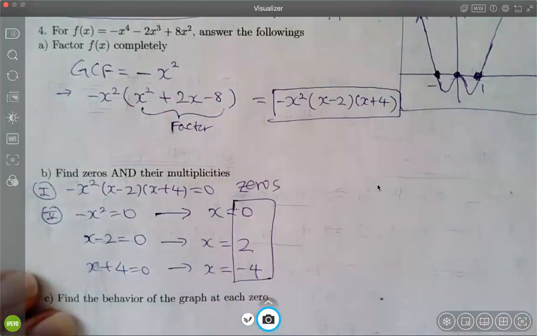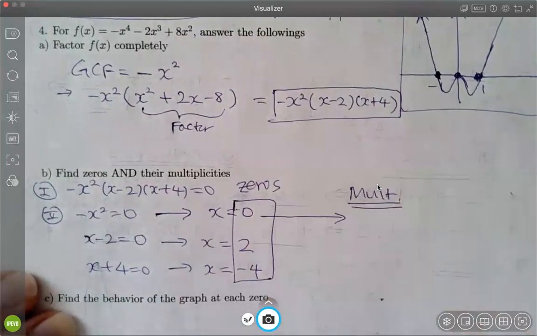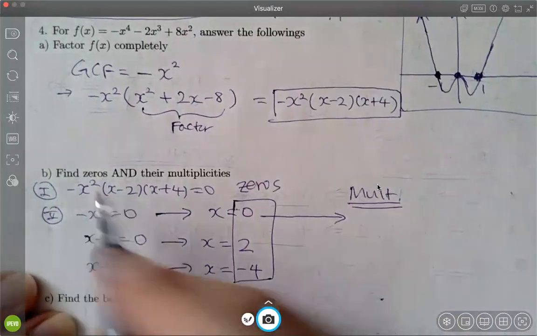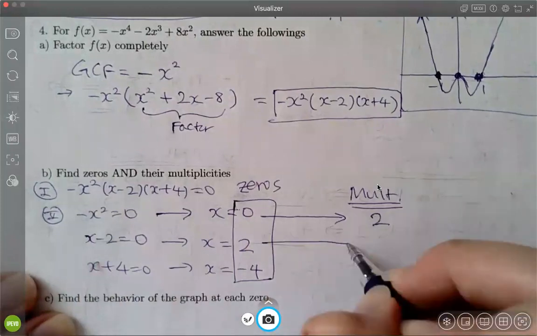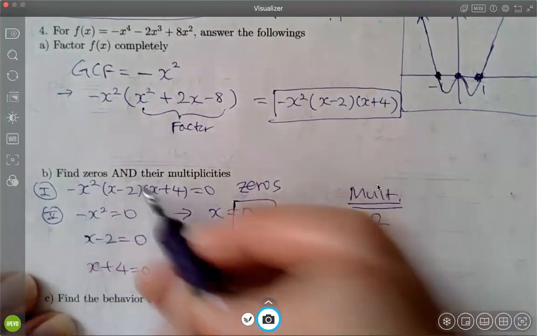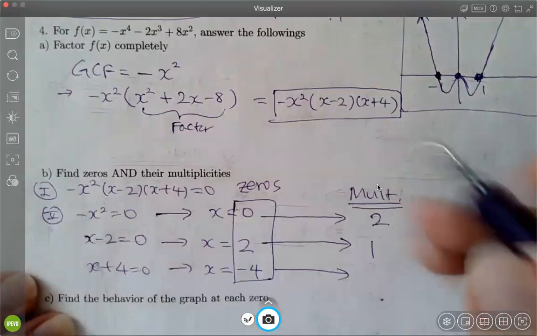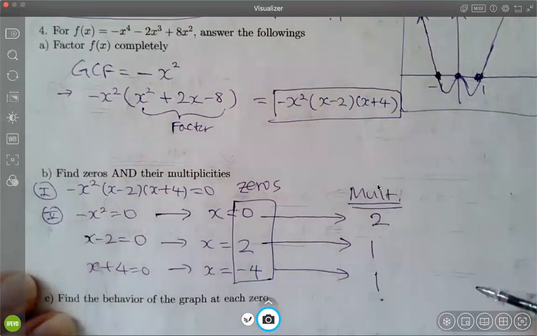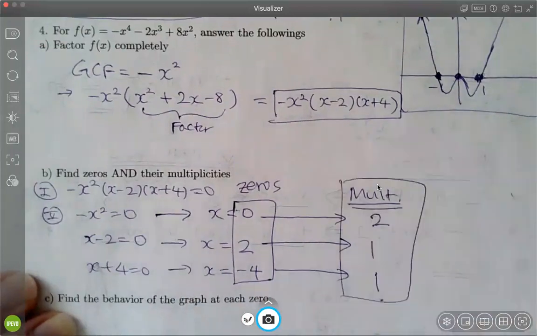And what are their multiplicities? So what's the multiplicity of 0? It's 2, right? The exponent. And what's the multiplicity of 2? 1, right? And then the multiplicity of negative 4 is this one. Once again, it's 1, right? So these are the multiplicities.